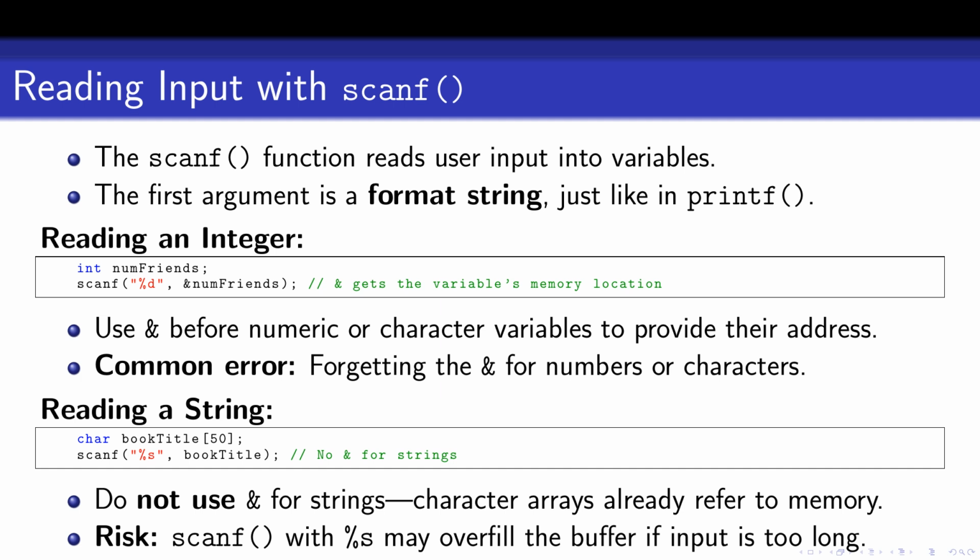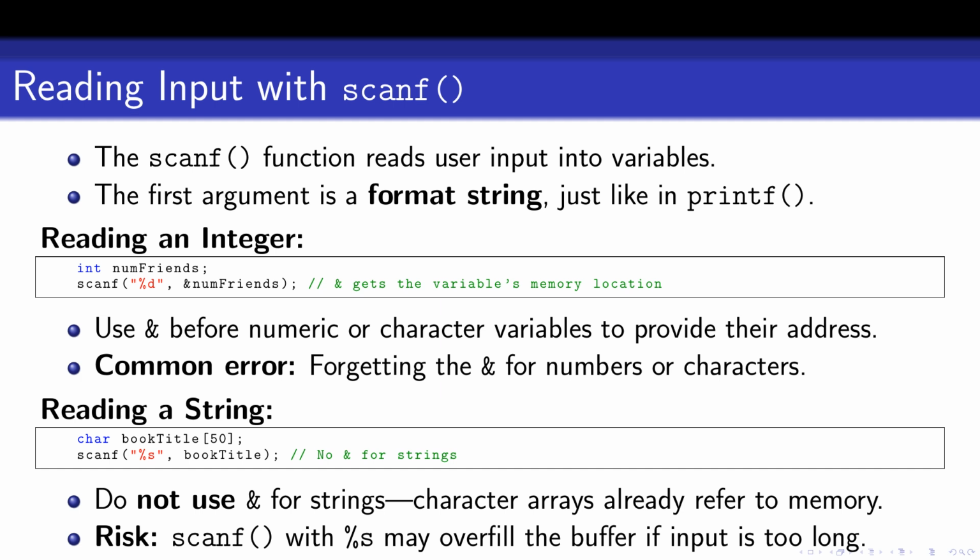For example, if you declare int numFriends, you'd write scanf("%d", &numFriends). The ampersand tells scanf the memory location of the variable. Forgetting the ampersand can lead to unpredictable behavior or crashes, which is a common beginner mistake.